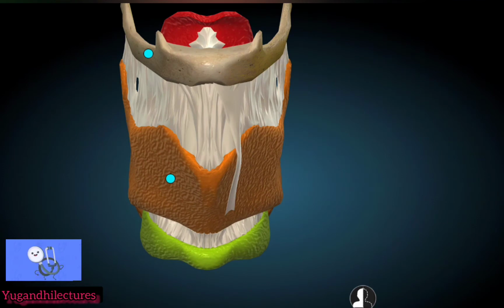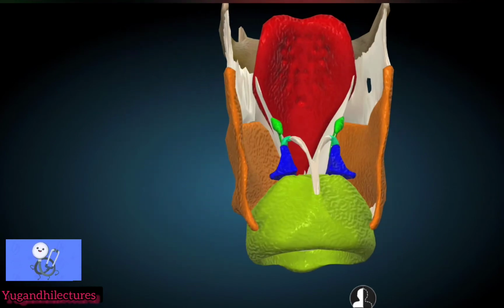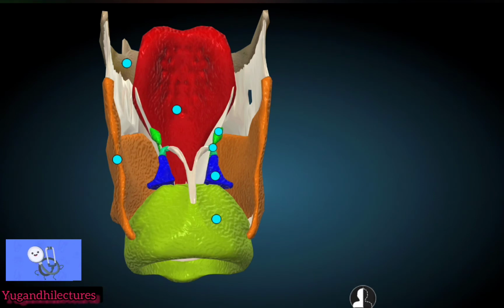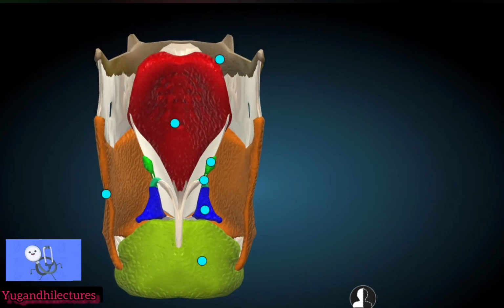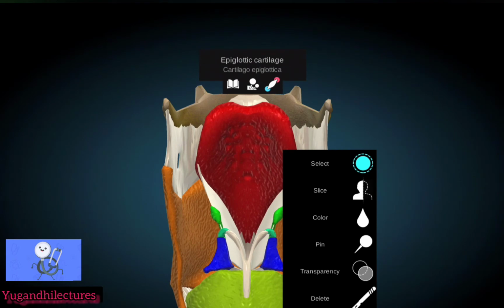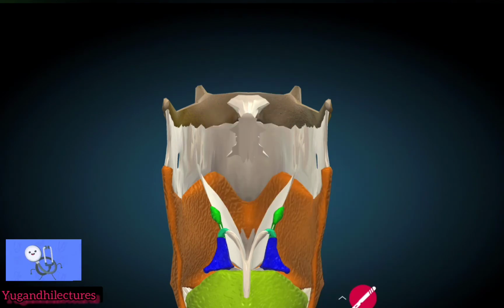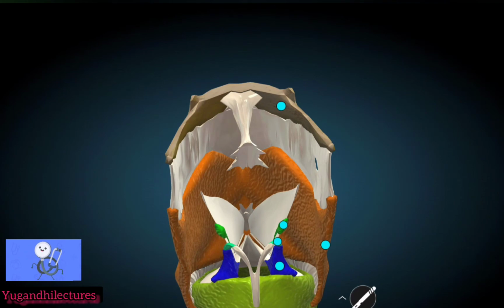Another important thing I would like to mention is that the anterior borders of both the laminae fuse together at the midline, approaching each other at an angle of about 90 degrees in males and 120 degrees in females. So I will show how it makes the angle. So they fuse with each other by approaching each other at an angle of about 90 degrees in males and 120 degrees in females. This is how they make the angle.